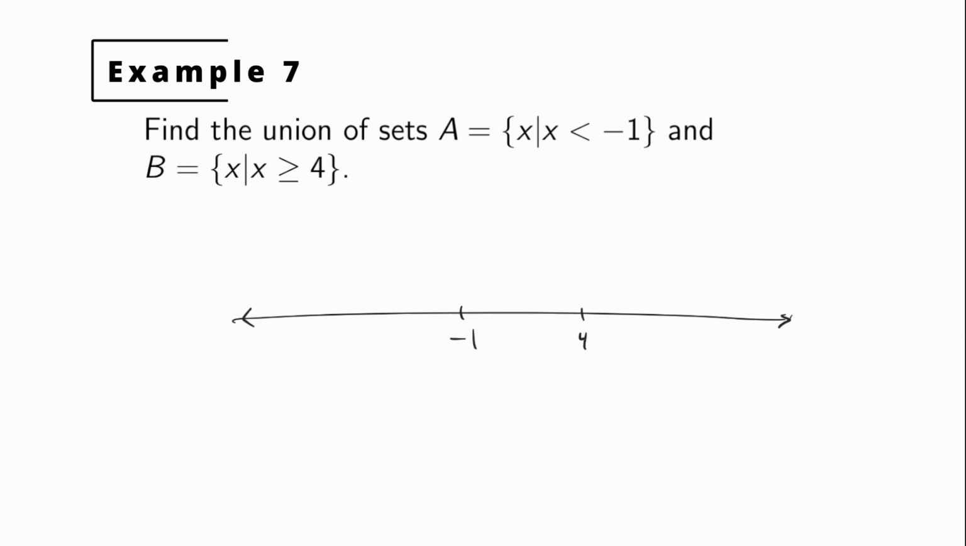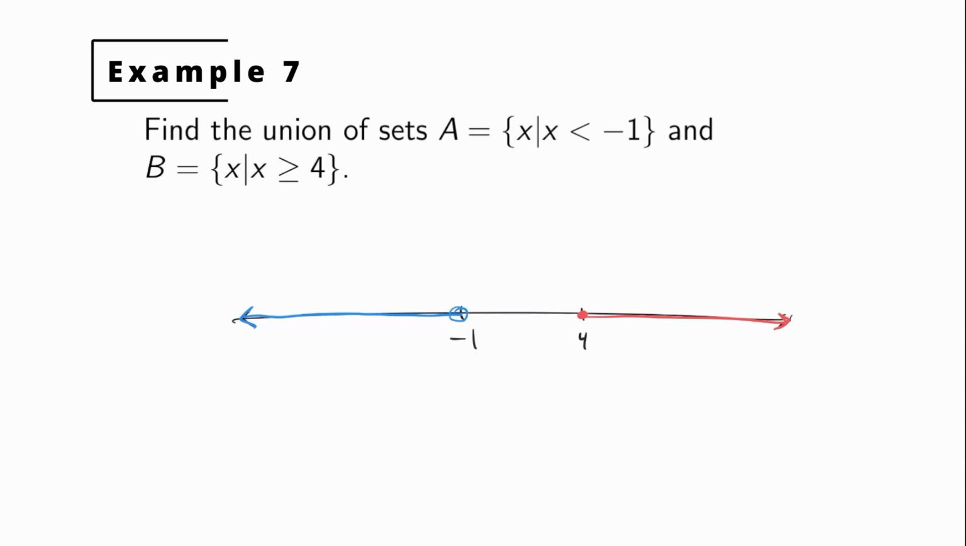So let's graph A first. So it's everything less than -1. So it's from negative infinity up to -1, not including the endpoint. And then for B, it's everything greater than or equal to 4. So 4 is the left endpoint, positive infinity is the right endpoint.